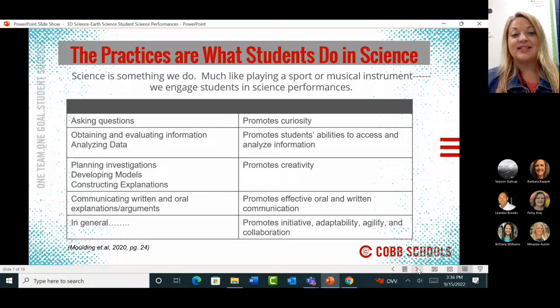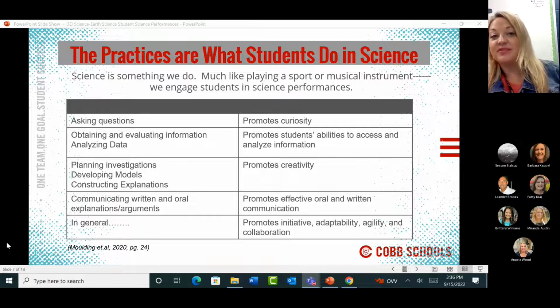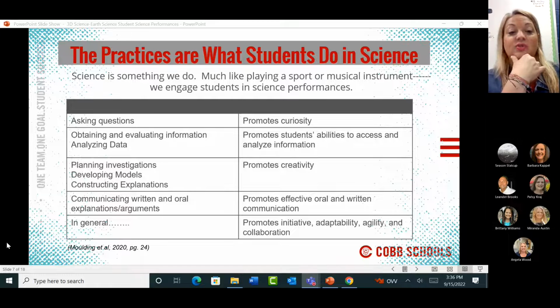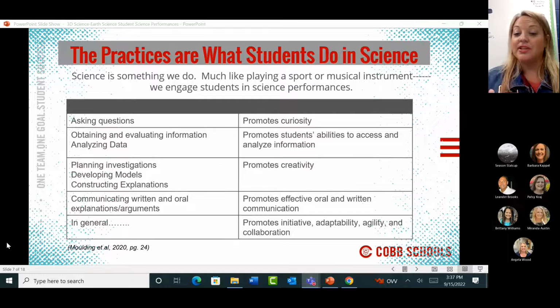So let's look at it a step further. Let's look at the practices. When we're speaking in terms of science and engineering practices, that's what students do in science. Much like playing a sport, we engage students in performances to show us that they can do those sciences. So if you look on the left-hand side of this chart, you see our science and engineering practices: asking questions, obtaining and evaluating information, planning and carrying out investigations, models, and so on. Those are embedded within our GSE science standards in our elements.